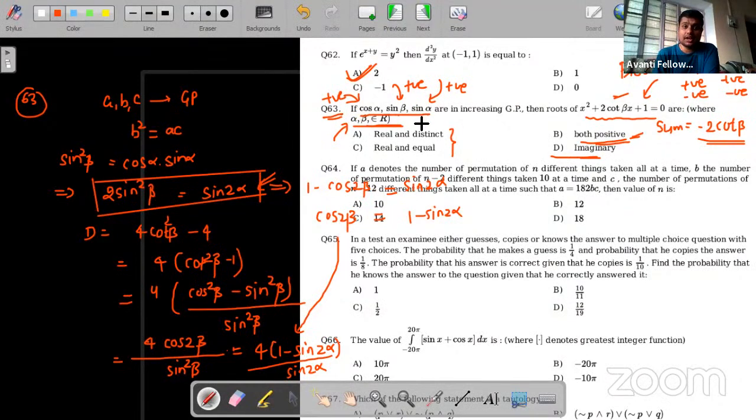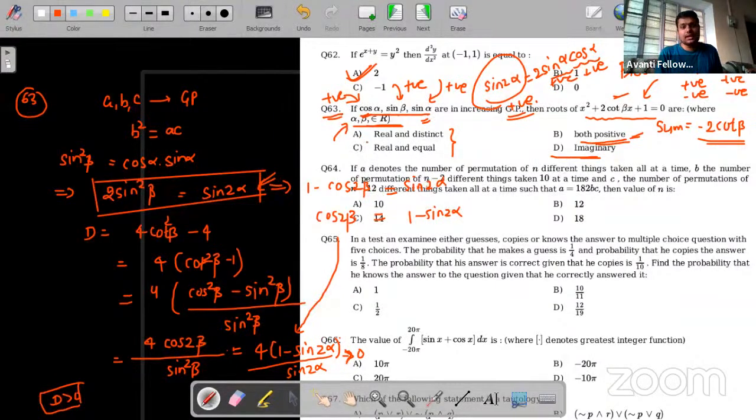So now you can see that sine alpha is positive and cos alpha is positive. So what about sine 2 alpha? Sine 2 alpha is 2 sine alpha cos alpha. If sine alpha is positive and cos alpha is also positive, then clearly sine 2 alpha is also a positive number. Also, sine 2 alpha will be lesser than 1. So here you can see that 1 minus sine 2 alpha will be positive and sine 2 alpha is also positive. That means this whole term is positive, which means D is positive. D is positive means we are getting real and distinct roots.